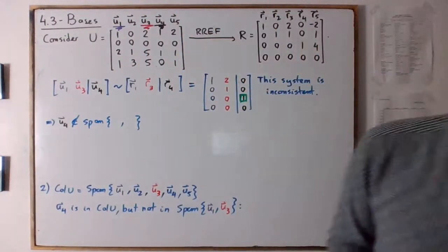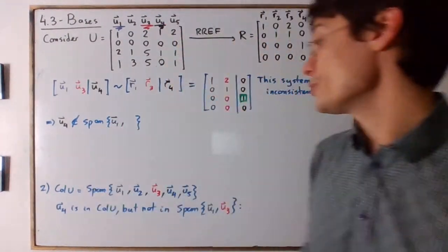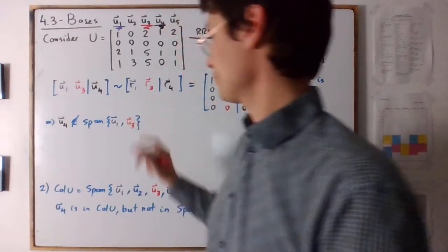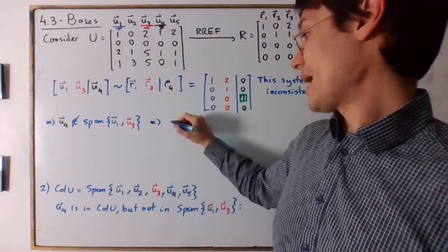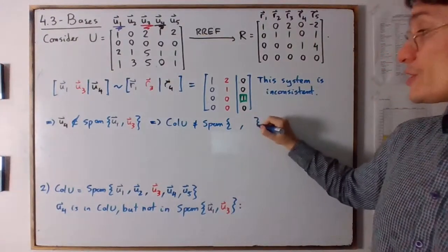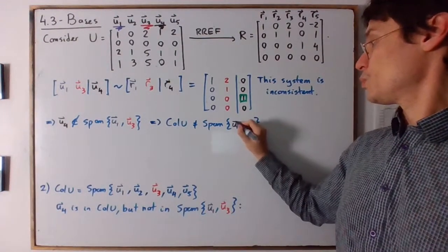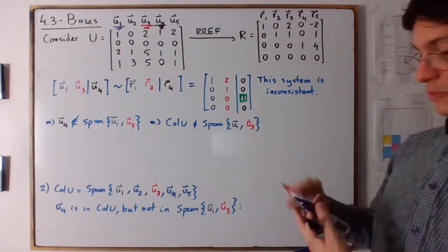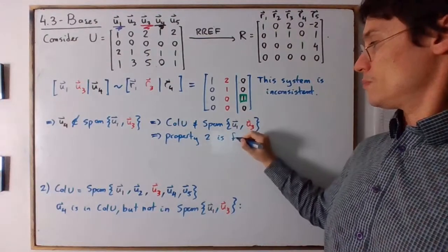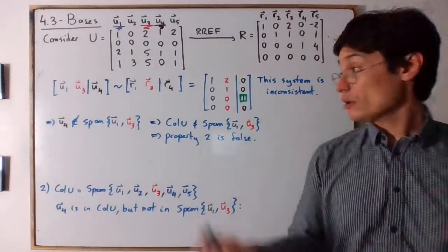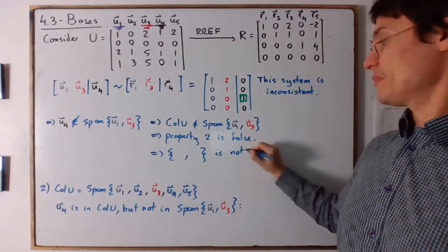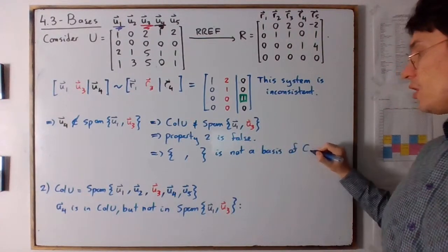And this is pretty much enough, right? It proves that U1 and U3 cannot be equal to Col U because U4 is in Col U but is not in the span. So as a result, there you go. Col U is not equal to the span of U1, U3, which makes property 2 false. So as a result, U1, U3 is not a basis of Col U.